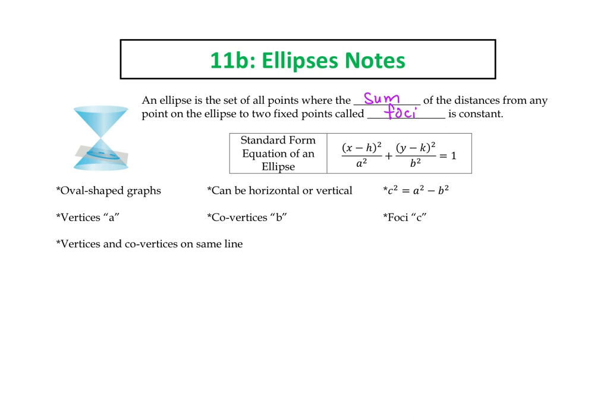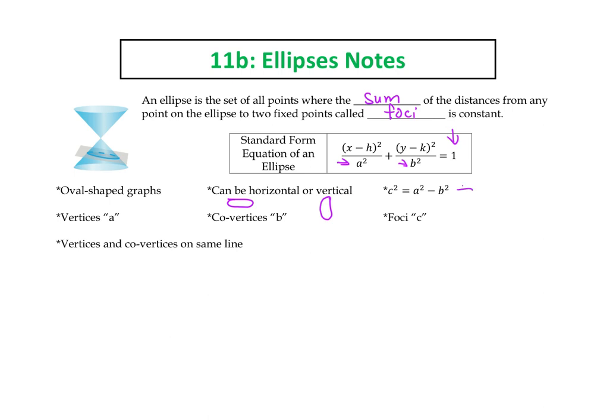It's similar to a circle, but notice that we have values a squared and b squared in the denominator. Also, these equal 1, so we have to keep them in mind. They're oval-shaped graphs. They can be vertical or horizontal. A horizontal would be longer this way, and a vertical would be longer that way.